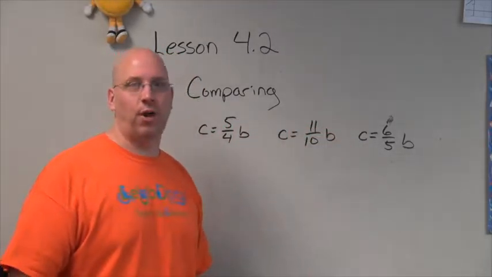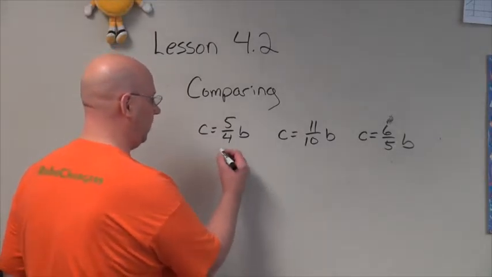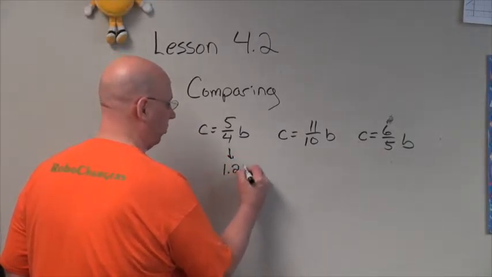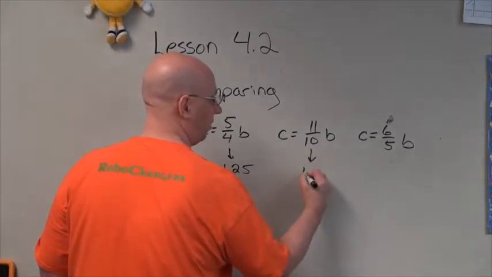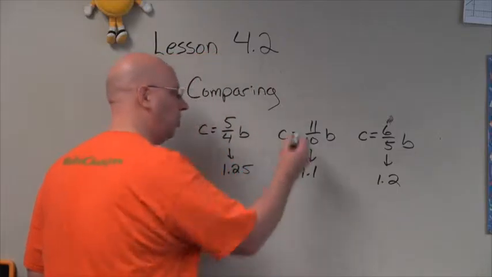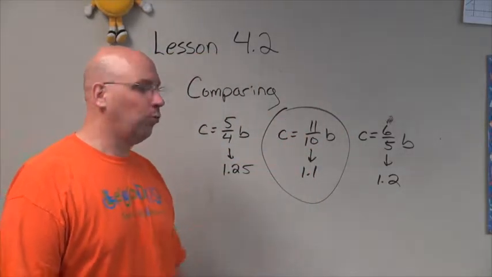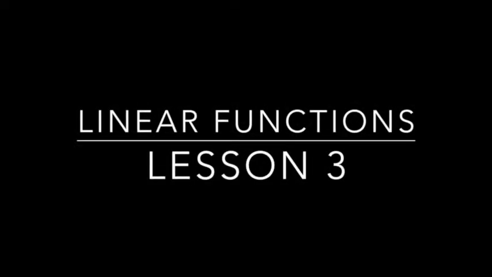Well, it's hard with a fraction. Change them to decimals, then it'll make more sense. So this one here would come out to be $1.25. This one here would come out to be $1.10, and this one would be $1.20. So this store right here has the best deal because the rate is cheapest.